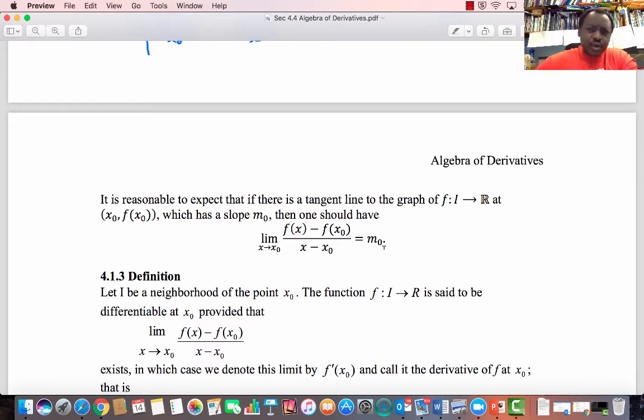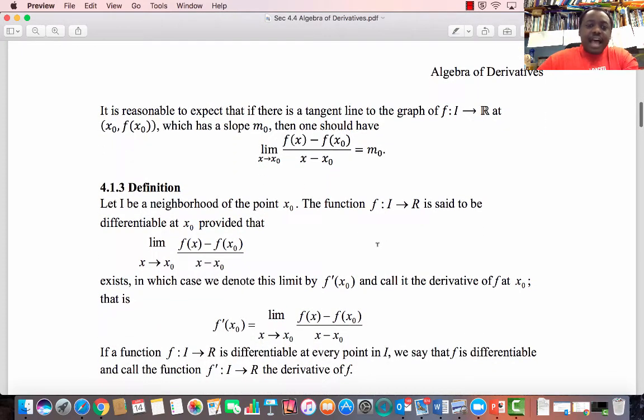Now this brings us very close to the definition of the derivative, which is known as computing the derivative from first principle or by definition. So, subsection 4.1.3, definition. Let I be a neighborhood of the point x0. The function f from I to R is said to be differentiable at x0 provided that the limit as x approaches x0 of this quotient, f of x minus f of x0 divided by x minus x0, exists.